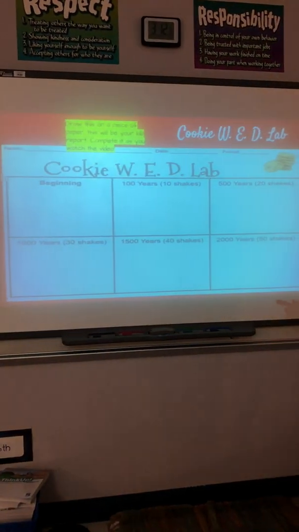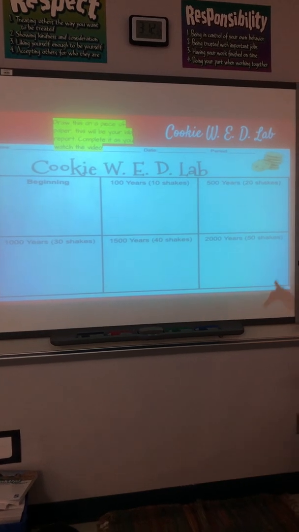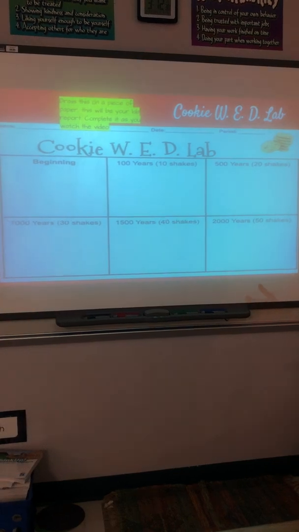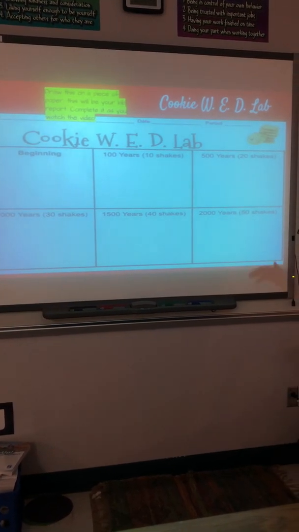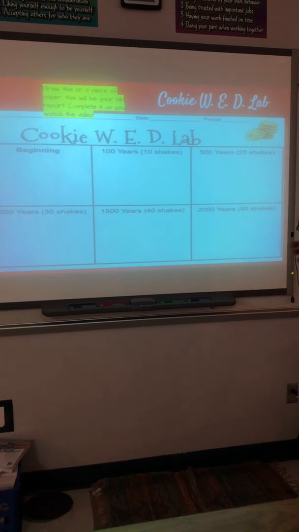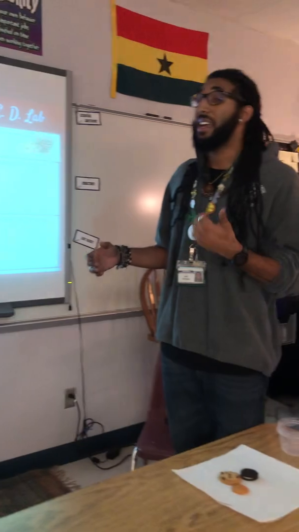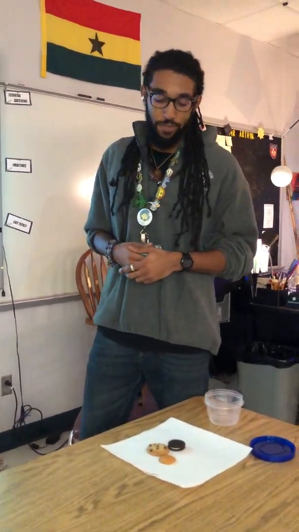It's going to be exactly like the peppermint lab, where you're going to set up a grid of 6 boxes. Each box represents a number of years that are passing by in this lab. Once you have it set up, then you'll be able to record your observations on this piece of paper and take a picture of it at the end of the lab and send it to us on Schoology, all right?